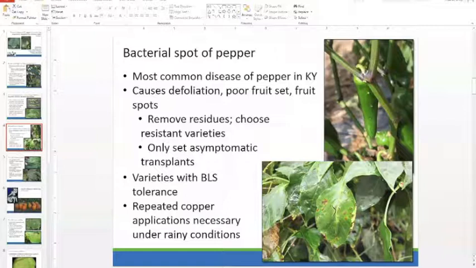And then in rainy seasons, repeated copper applications are basically what it's all about for managing this pathogen. And so that means copper applications on a weekly schedule. If it's very rainy, you could shorten that to a 5-day interval. But that's the primary approach to managing bacterial spot on pepper.